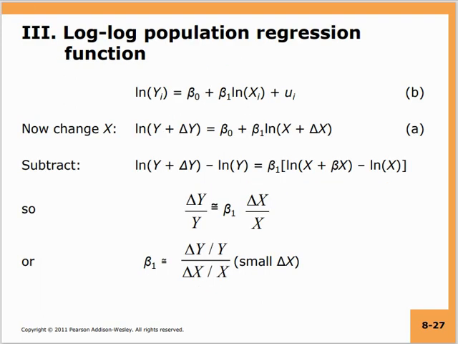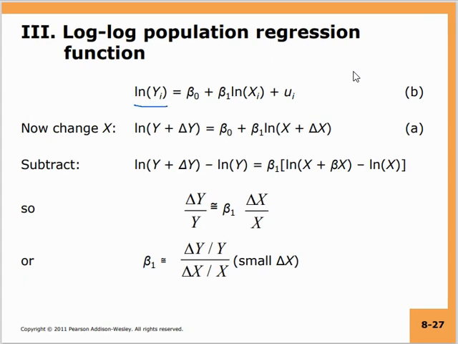Now we look at the final specification, that is the log-log population regression function. In this particular case, you are taking a log for the dependent variable as well as the independent variable. So when you change x by a small amount, that is by delta x, you have log of x plus delta x, resulting in a change delta y for y, but you have log of y plus delta y specified as a linear function of beta 0 and log of x plus delta x.